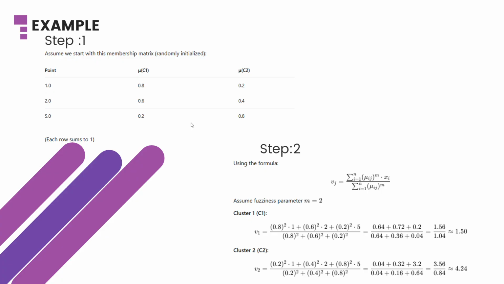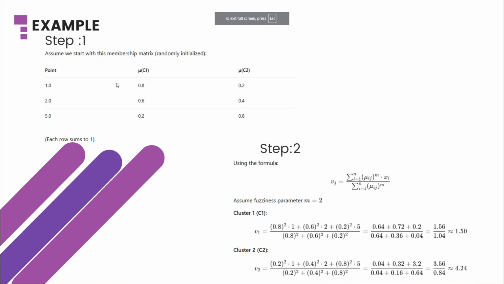Step 1: we have to write the membership matrix. Given the 3 points 1.0, 2.0 and 5.0, now we have to find the mu C1 and mu C2. Here we can see that the sum of each row is equal to 1. For example, 0.8 plus 0.2 equals 1, 0.6 plus 0.4 equals 1. Only mu1 and mu2 are summed to equal 1: 0.5 plus 0.5 equals 1, 0.6 plus 0.4 equals 1, 0.2 plus 0.8 equals 1.